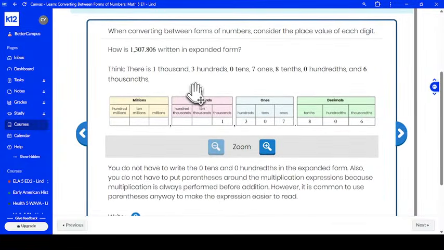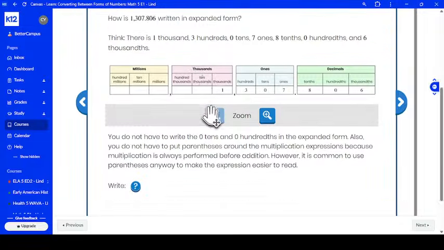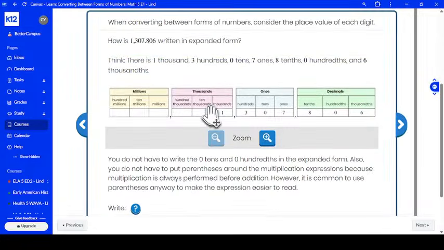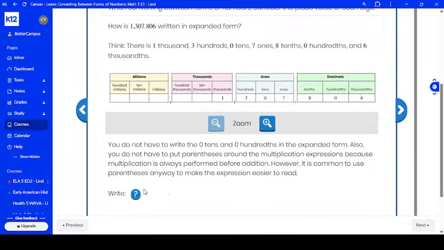How is 1,307 and 806 thousandths written in expanded form? Think: there's 1,300s, no tenths, 7 ones, 8 tenths, no hundredths, and 6 thousandths.